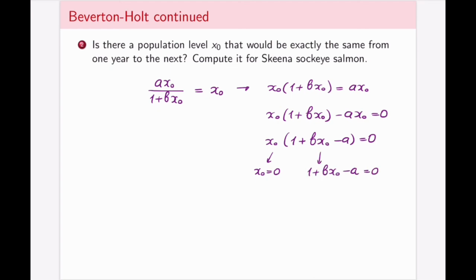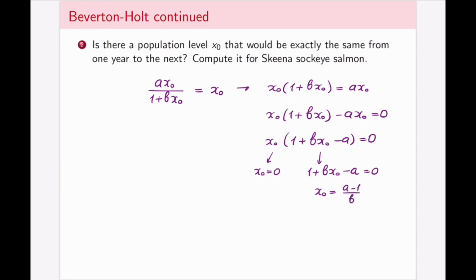So X naught equals 0 means that this year I have no population. Well, if there's no salmon this year, there's not going to be salmon next year. So this is one of what we call stable points, or equilibria. What about this equation? Can I solve it for X naught? Well, let's see. If I move 1 and minus A over to the right, I get A minus 1, and then I can divide by B to get the solution to this.